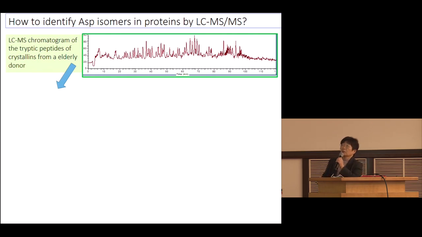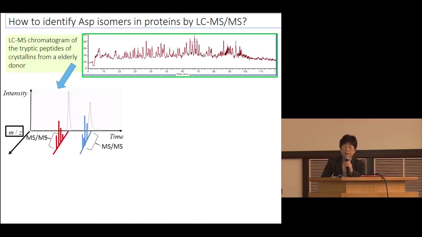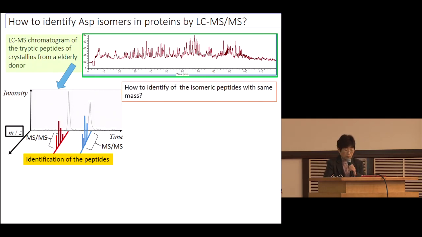Here is an LC mass chromatogram of the tryptic peptides of crystallin from an elderly donor. We can identify the tryptic peptides by MS-MS analysis. MS analysis gives us the amino acid sequence information. That is, we can identify the peptides. And how do we identify the isomeric peptides with the same mass?